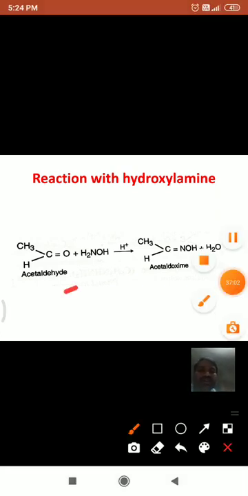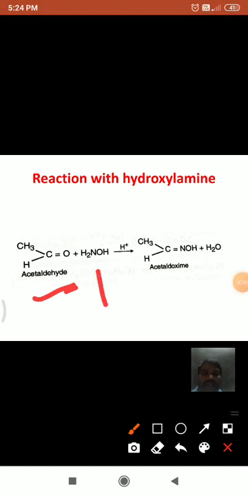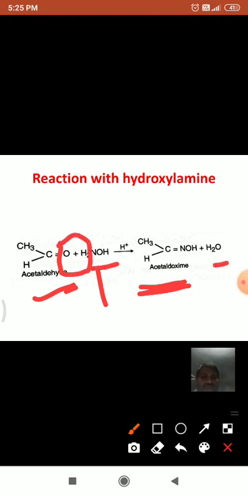For example, let us say another reaction. This is acetaldehyde. Acetaldehyde reacts with hydroxylamine. It forms acetaldoxime. That means we expect the product like this. See here, with the loss of a water molecule, they form this acetaldoxime. See, like this acetaldoxime is formed.